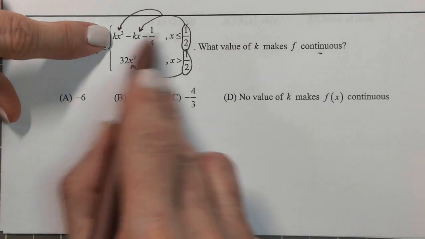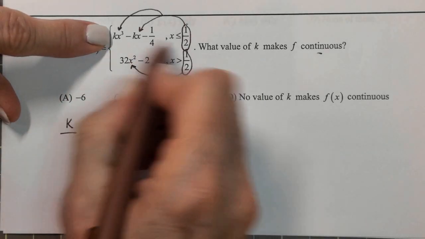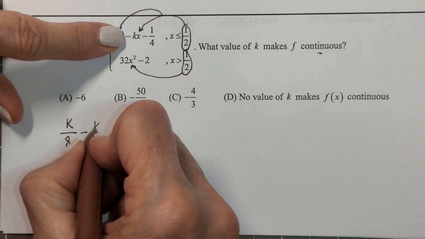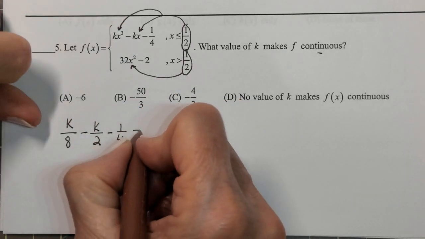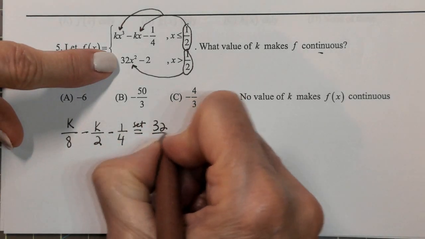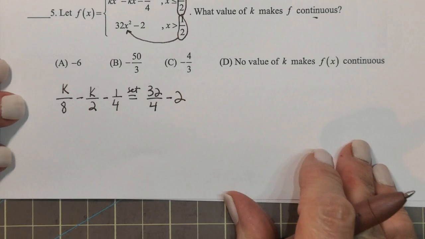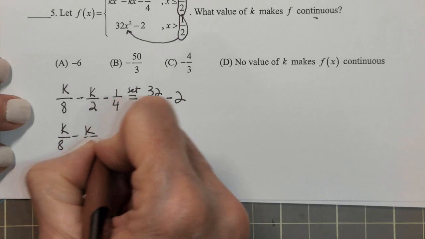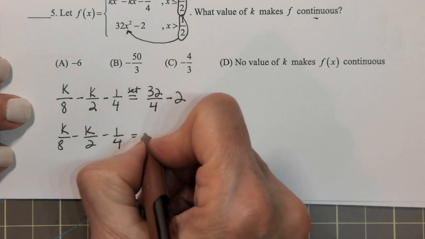So k times, I'm putting 1/2 in for x, so that's going to give me k times 1/2 cubed, so k over 8, minus k over 2 minus 1/4. I'm setting it equal to 32 over 4 minus 2. It's a little equation. I just have to solve it for k. I am going to clean up the right-hand side here. 32 over 4 is 8. 8 minus 2 is 6.